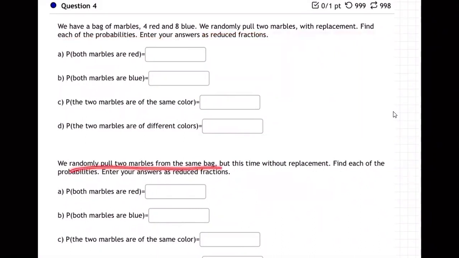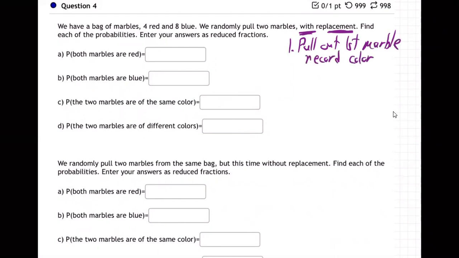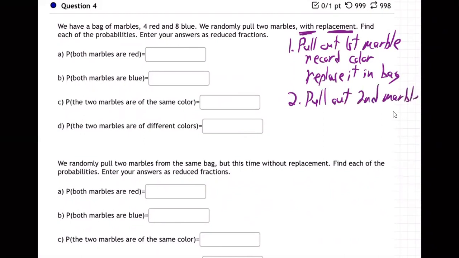Now down here, notice it says the same thing, but it says without replacement. So let's talk about that right now, and then we'll get into the details. With replacement, what does that mean? That means step 1, you pull out your first marble, record the color, replace it in the bag. And then step 2, pull out the second marble and record its color. Okay.